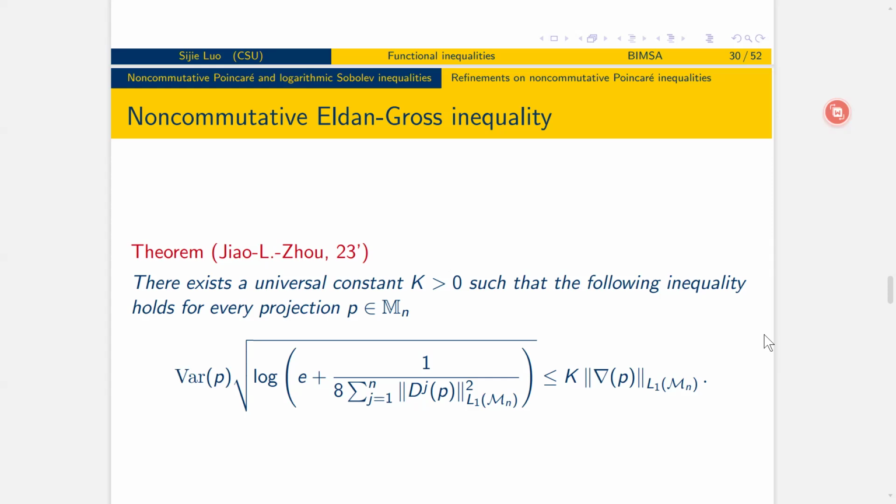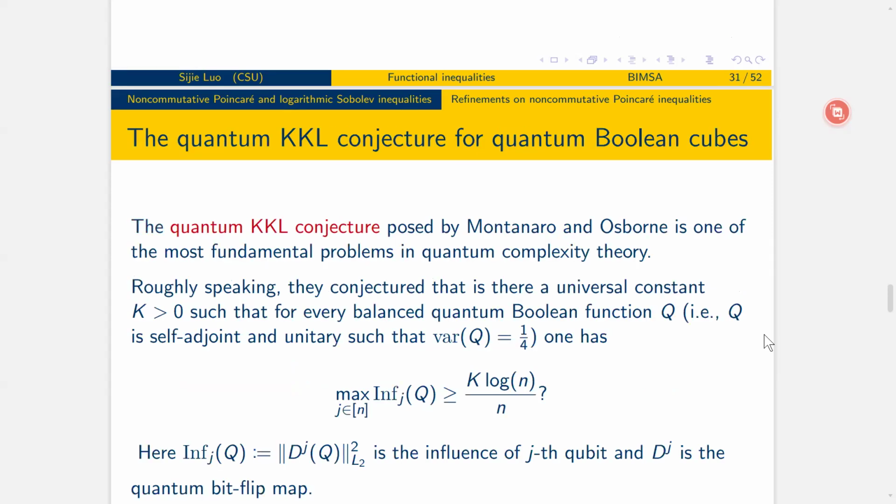Now, when we get the Eldan-Gross inequalities, we are interested in whether such a result can be used to investigate the KKL conjecture. Now we will return to what the KKL conjecture is. It was posed by Montanaro and Osborne in 2010. But their framework is something called the quantum Boolean cube. It is something different from the CAR algebra, but they're similar. I will talk about this better later.